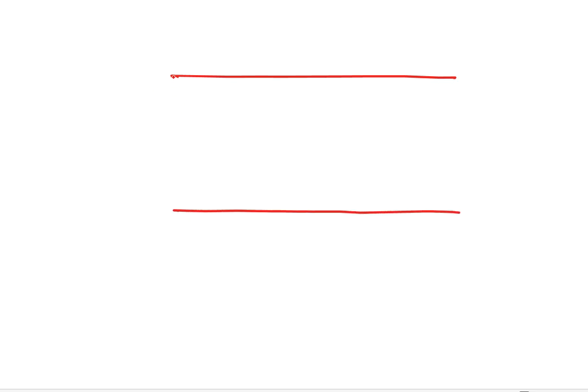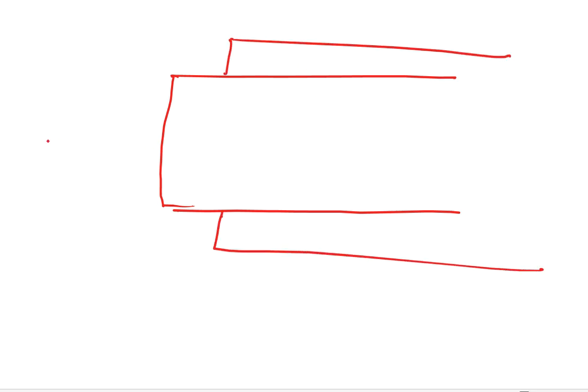For this, I'm drawing another diagram. Let us take an optical fiber, the cladding, and this is the axis. The refractive index of the core, let it be N1, this is N2, and this let it be N0, the refractive index of air.